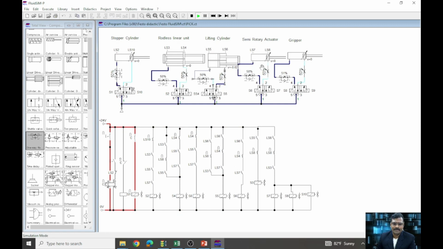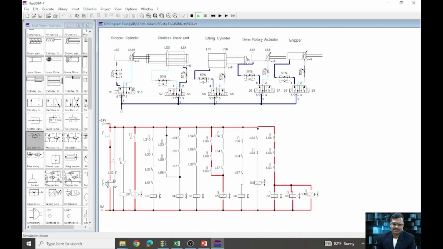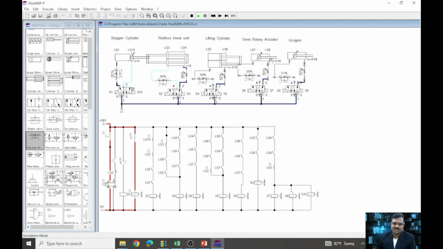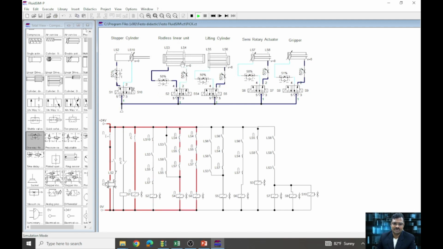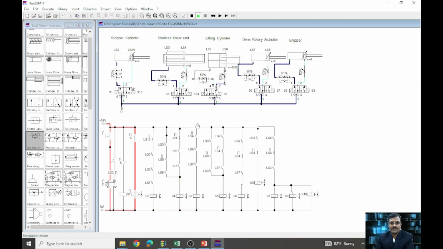slide goes forward and comes back. That means the object is taken back, and the rodless linear unit is coming back to the home position, and again the lifting cylinder is going down. Then once it has reached, all this lifting unit, semi-rotary actuator, and gripper are getting deactivated. The cycle continues like this. You can observe this total process once again.